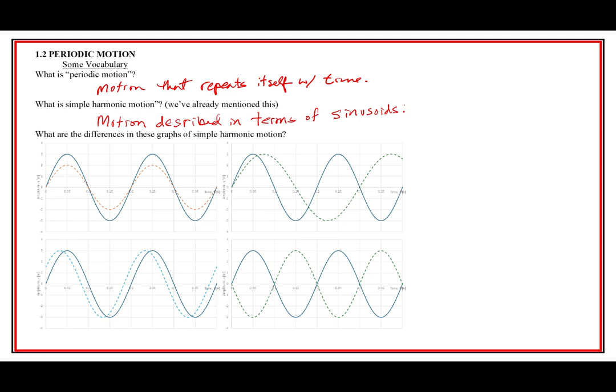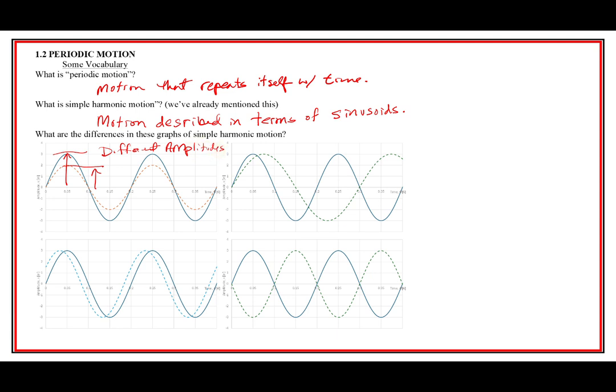So here's some nomenclature things, the difference in these different graphs. This first one up at the top left, the difference is in amplitudes, right? So there's the amplitude of that one, and here's the amplitude of the red dashed one. So different amplitudes.